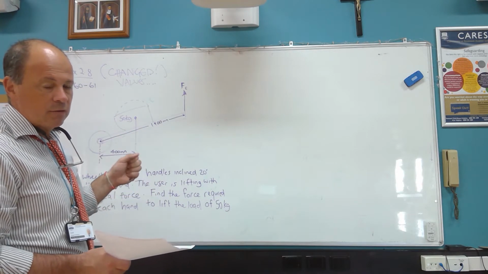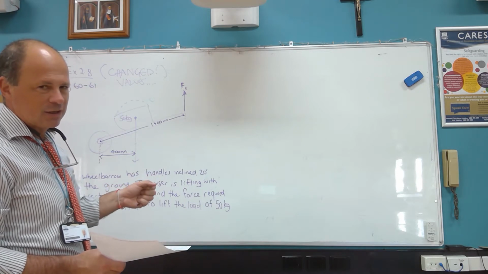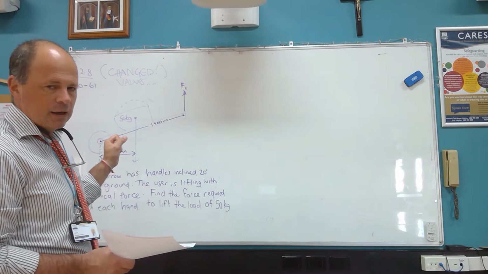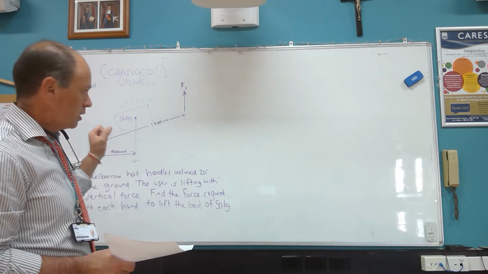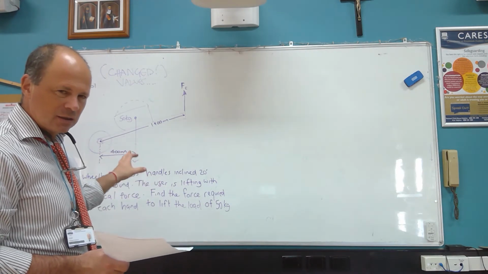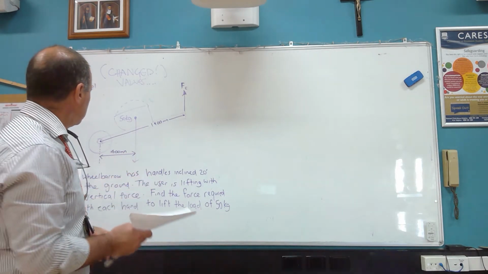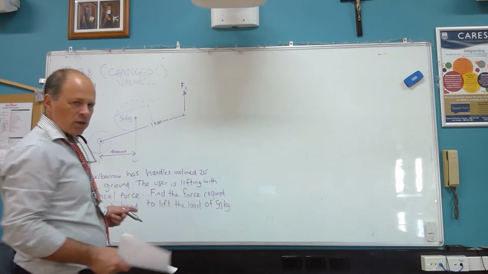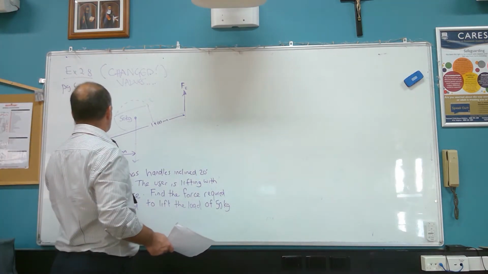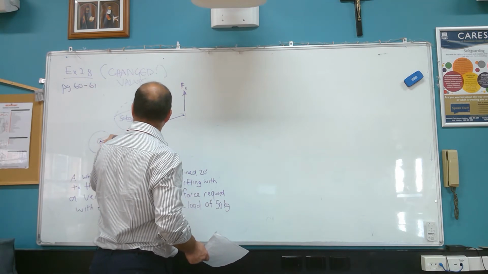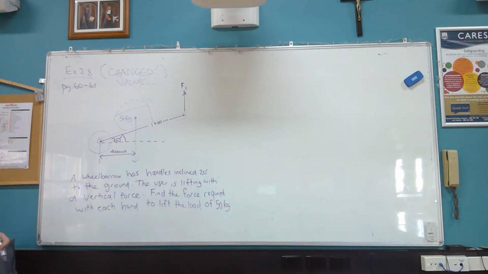Remember, moment is force times distance, but it's perpendicular distance, okay? And we discussed that before this video. We're going to do that again. Hopefully, if you didn't understand that discussion, it'll start making better sense now. Okay, so a wheelbarrow has handles inclined 20 degrees to the ground. So first thing you might want to do is draw a little line out here and just throw that angle in there, 20 degrees, okay, so that you know it's there, okay?